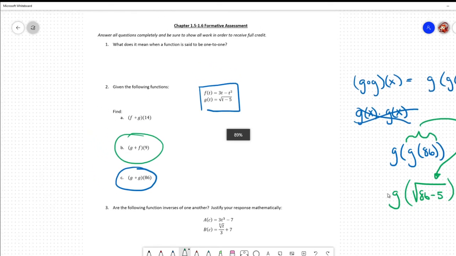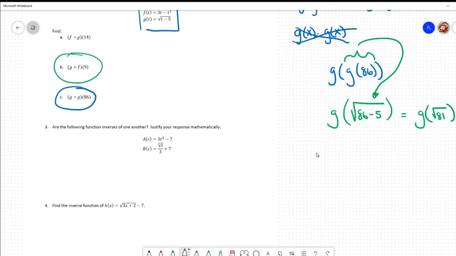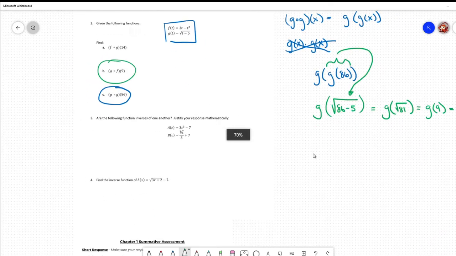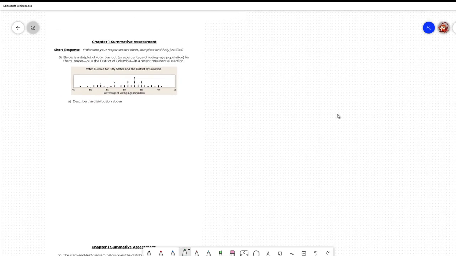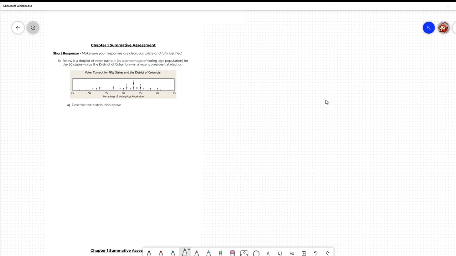All right, AP Stats, I know you're itching for this one, so let's look at yours. Let's scroll down, specifically looking at the short response questions, number 6 and number 7. For number 6, we were given this dot plot. It says we have a dot plot of voter turnout for the 50 states, plus the District of Columbia, in a recent presidential election. It says to describe the distribution above.